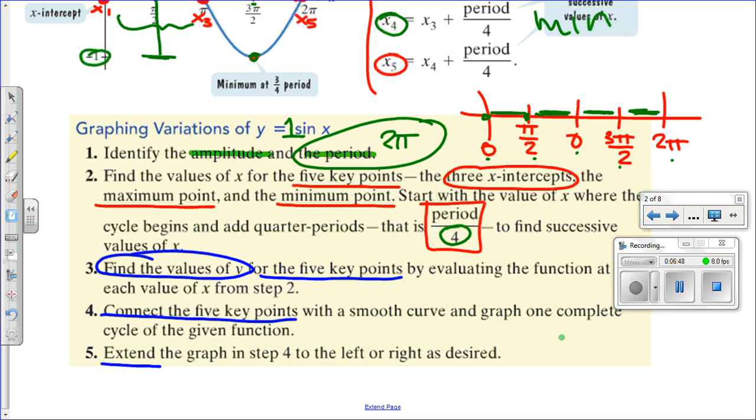So sometimes I might ask you to just graph 1 cycle. So that will be just from 0 to 2 pi, and you're done. Sometimes I might ask you to graph 2 full periods. So then you might have to go all the way to 4 pi. Or you might have to go from negative 2 pi to positive 2 pi.